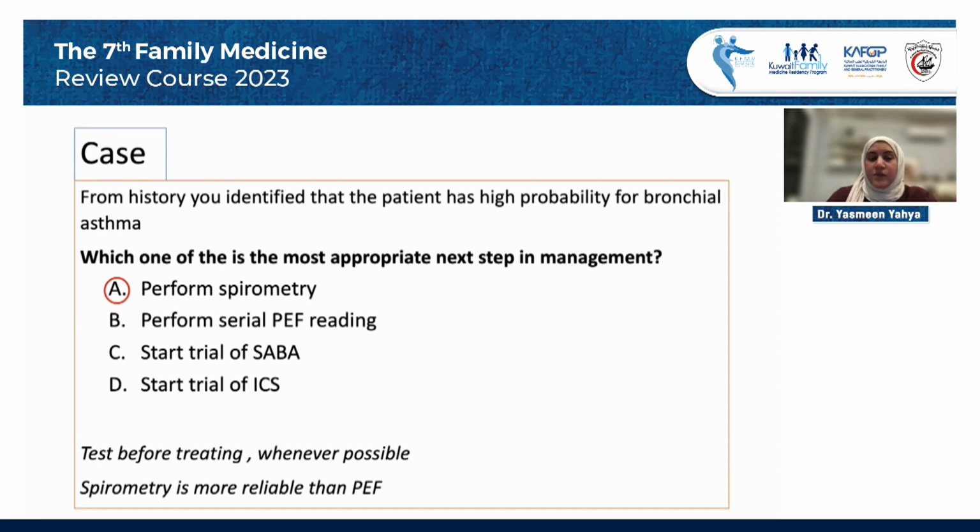It is advised to test before treating whenever possible. And I know that both A and B could be correct, but spirometry is more reliable than peak expiratory flowmetry. So if you have spirometry available, then it is better than the peak flow.